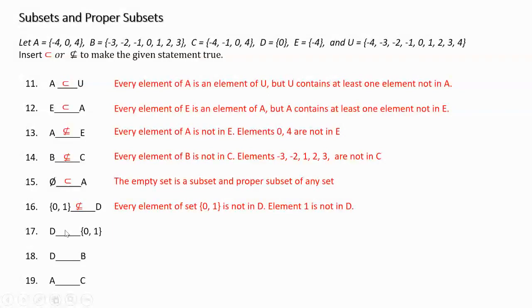Now, if you reverse it, right, if you put D and then the set 0 and 1, this will be the first symbol, because every element in D, which is a 0, is also in the set 0, 1.